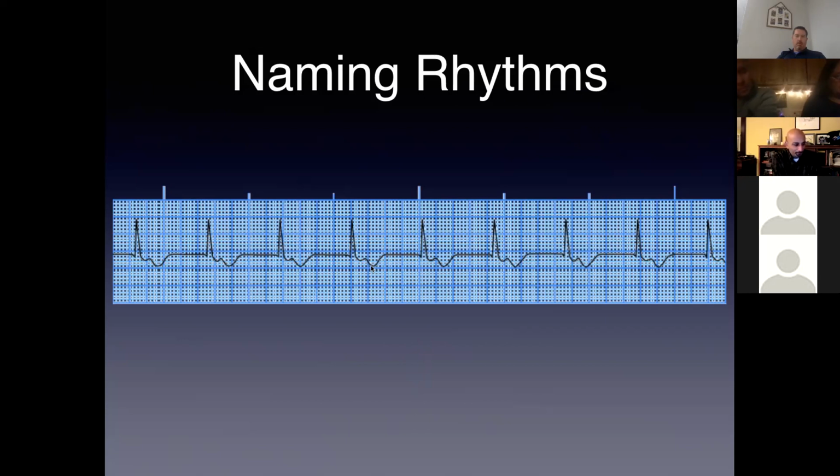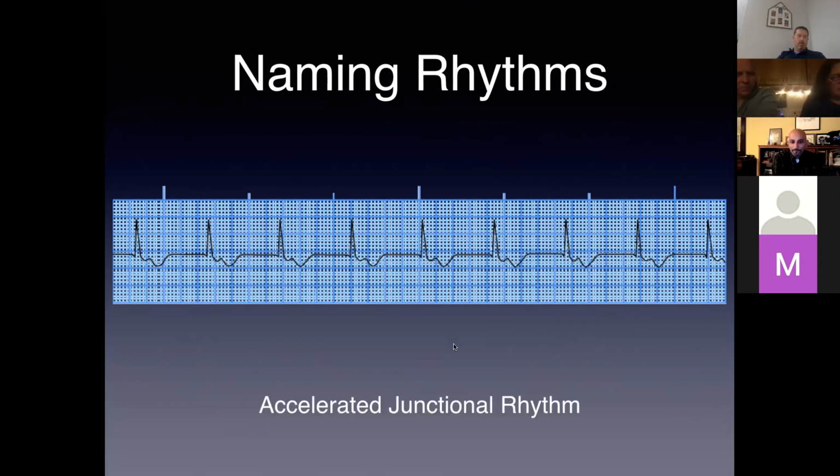What's the other difference? It's faster. Great. Okay. The rate. Is this a rate between 40 and 60? No. So this is fast. You could call it junctional tachycardia. What else could you call it? Because it's not technically tachycardic. It's not greater than 100. Just accelerated. Yeah, so we call this accelerated junctional rhythm. Thank you. This is an accelerated junctional rhythm. So it's junctional, but it's faster than the junctional rhythm should be. So we give this one a special name, accelerated junctional rhythm. And this one happens to have the retrograde P waves as well.